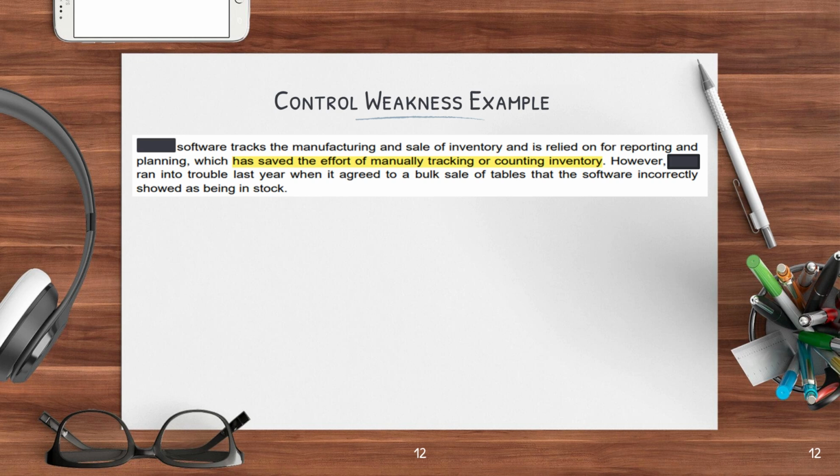So here's our control weakness example. As you can see, I blocked off the company name so that you guys can't see what it is. So let's call it ABC Inc. for now. So ABC's software tracks the manufacturing and sales of inventory and is relied on for reporting and planning, which has saved the effort of manually tracking or counting inventory. However, ABC ran into trouble last year when it agreed to a bulk sale of tables that the software incorrectly showed as being in stock.